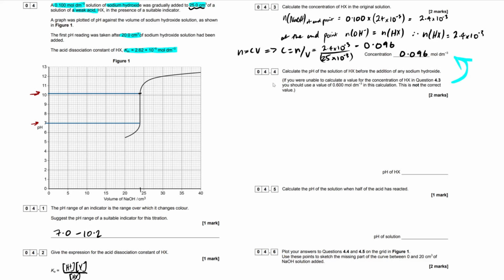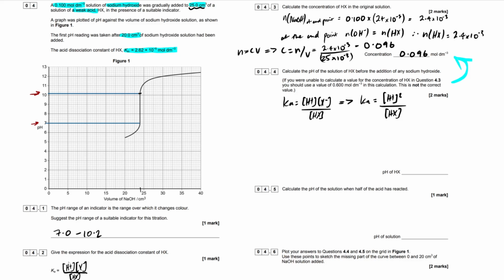So what I'm going to do here real quick is rewrite our Ka expression. Ka equals H plus times X minus over HX. Now hopefully you are all aware that within this weak acid dissociation, we assume that these two right here are exactly the same at equilibrium. They essentially have the same concentration. It's so low that we consider them constant. Therefore, I can just rearrange this expression to be Ka equals H plus squared over HX concentration.